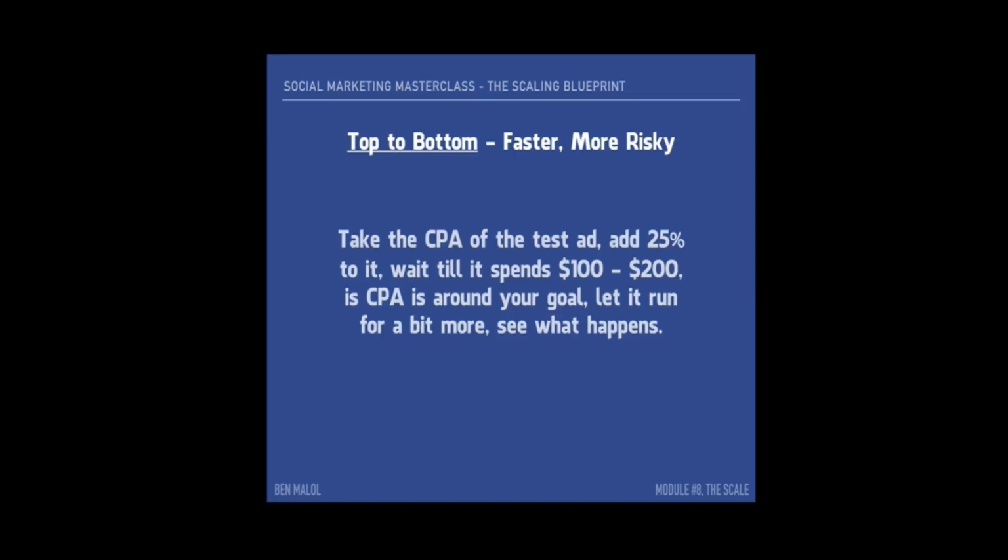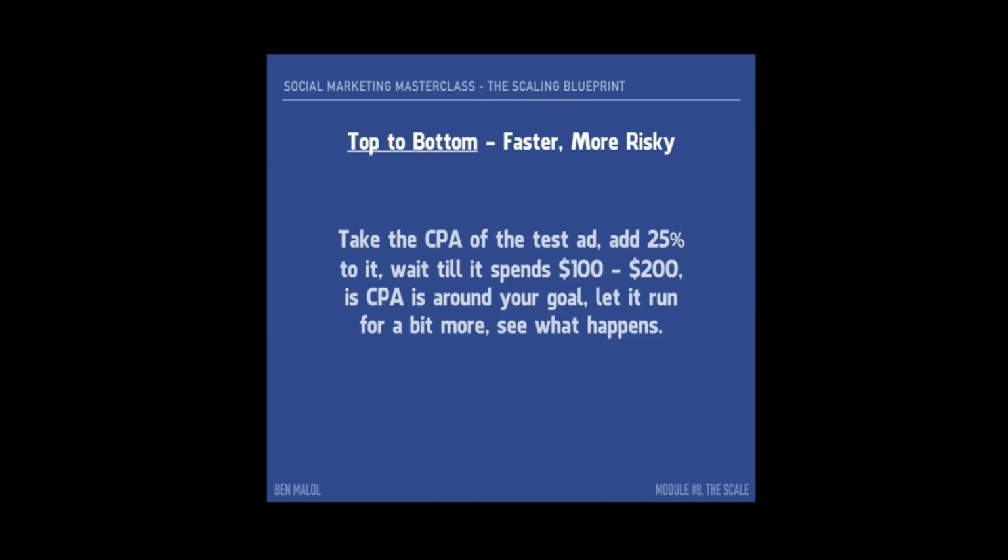So how do you go from top to bottom? You take the CPA of the test ad, like we took the CPA of the test ad in the bottom to top and divided it by 2. This time we're not going to divide it by 2, we're going to add 25% to it. Our add to cart was $3 per action. So how much is 25% out of $3? It's $3.75. Usually the smaller the bids, the more percentage we're going to add to it. So on a $3 add to cart, we might add like 100% and not 25%. We'll go to $6 instead of $3.75.